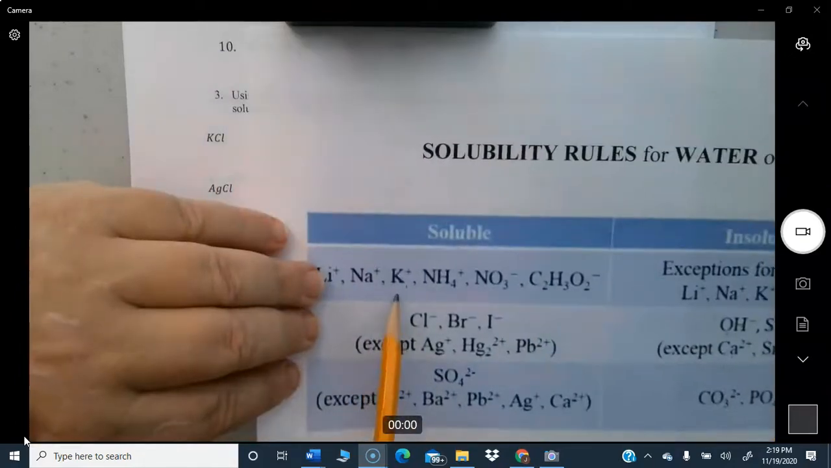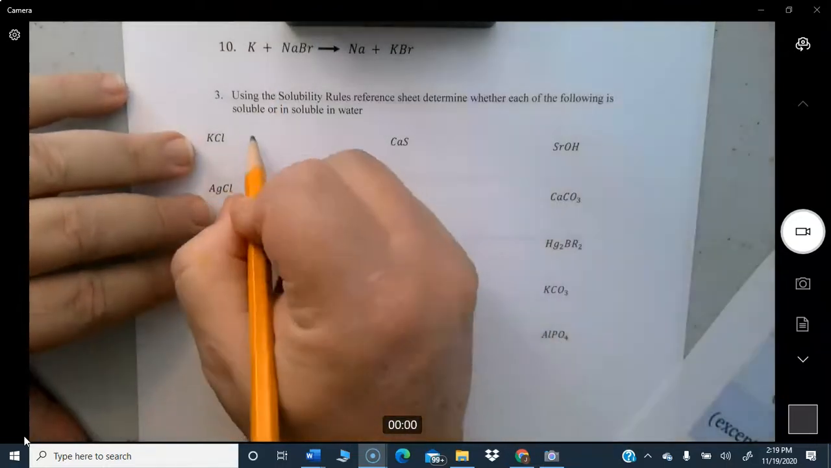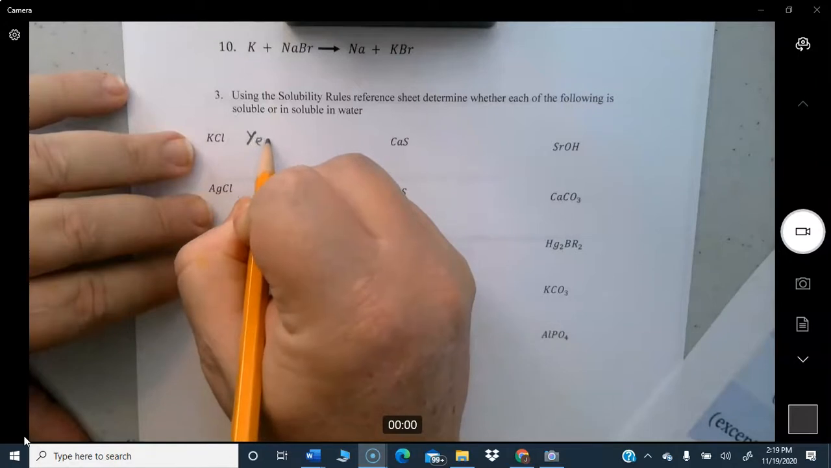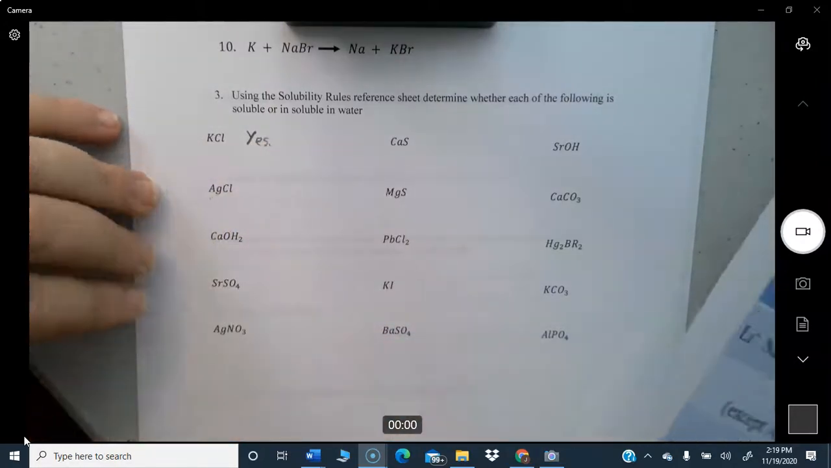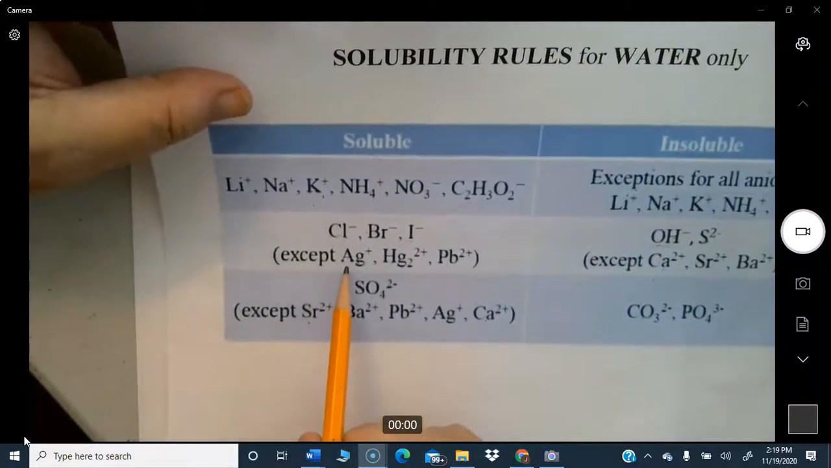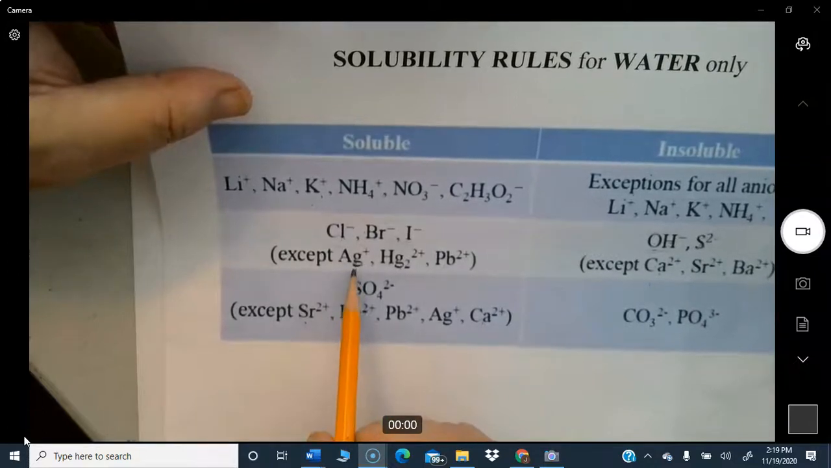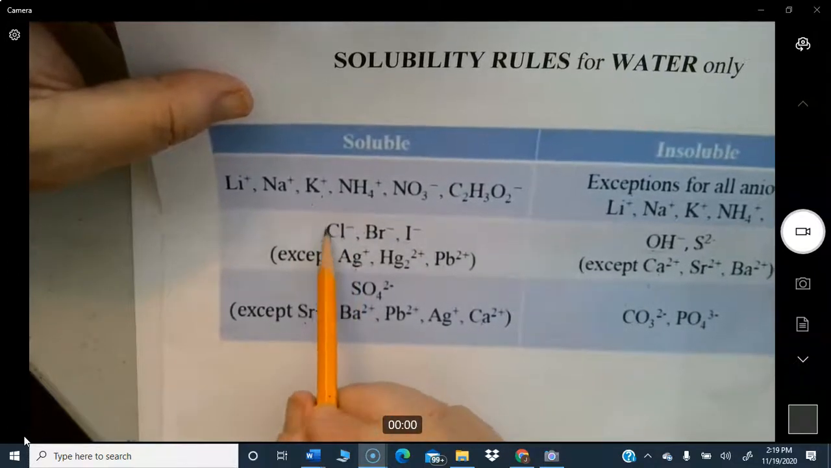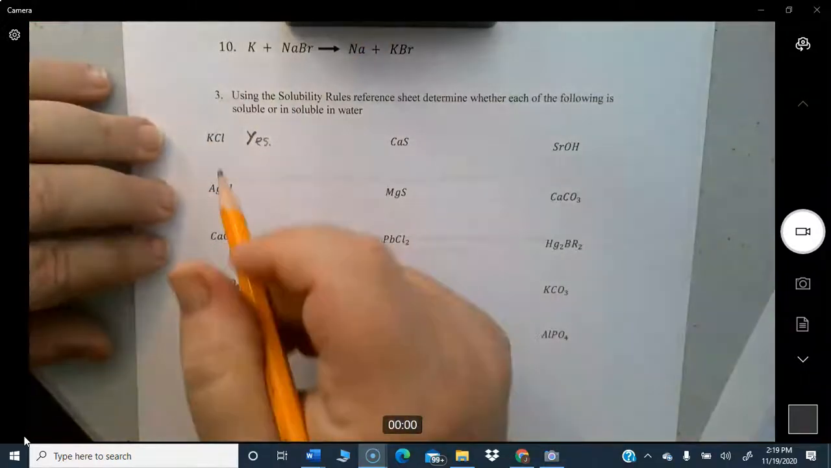Right there, K dissolves with everything. So is it soluble? Yes. You don't have to write a reason for this. Just write yes. Okay, silver chloride. So we come over here. There's chlorine or chloride. It's soluble with everything except one of the 3 that it's not is AgCl. So that is not soluble. This is soluble except when it's paired up with one of these 3. So that's going to be no.